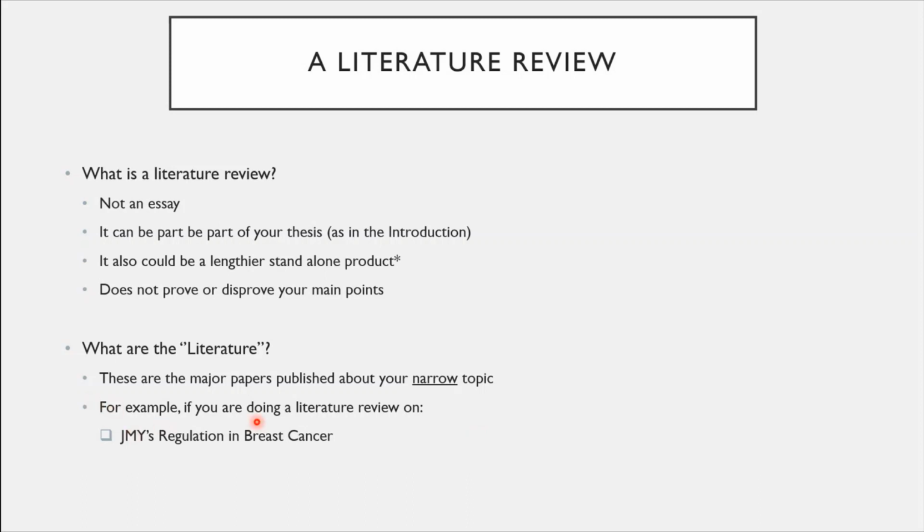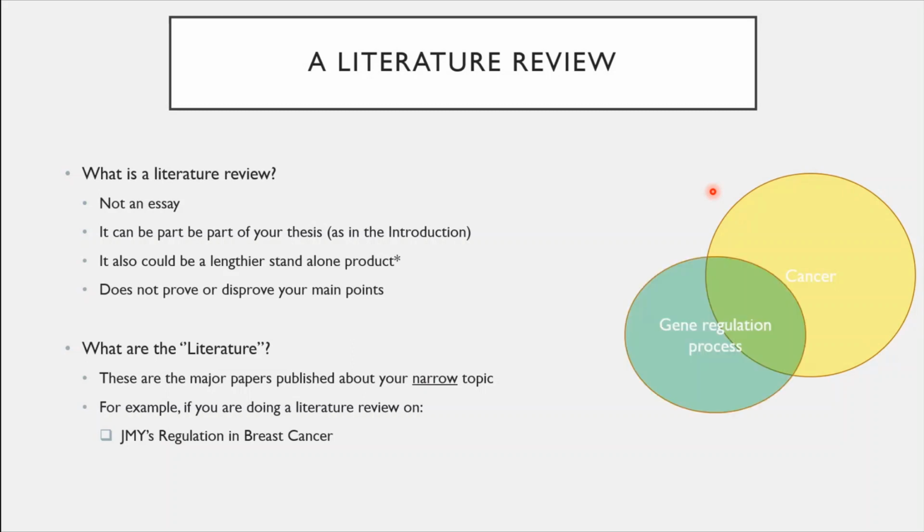So for example, if you're doing a literature review about Jimmy's regulation in breast cancer, Jimmy is a gene, you're not looking at all cancer, literature about all cancer, that will be overwhelming and painful. You're not looking at the gene regulation process in general, and you're not looking at Jimmy in general. You're focusing on this part, Jimmy's regulation in breast cancer. Obviously, it could be useful to include some bits and parts outside this area, but in general, you should focus on this area. You should find papers that are relevant in this area.